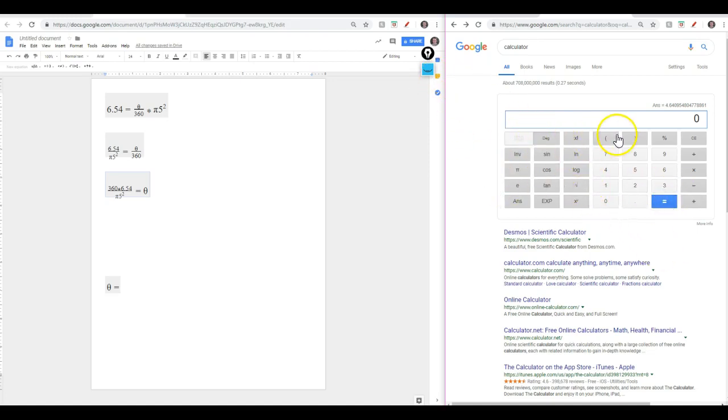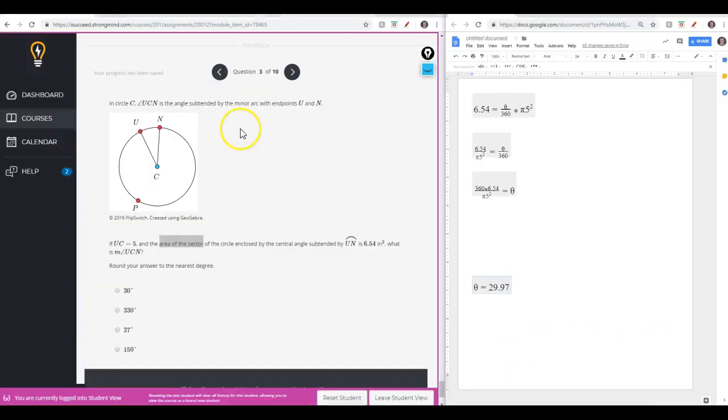So we're going to type in parentheses for the numerator, 360 times 6.54, close parentheses, and then we're going to divide that by, in parentheses again, because we want it all to be in there, pi times 5 squared. Then hit equals, and this is about 29.97. So when we jump back over here, rounding to the nearest degree, it would be 30 degrees.